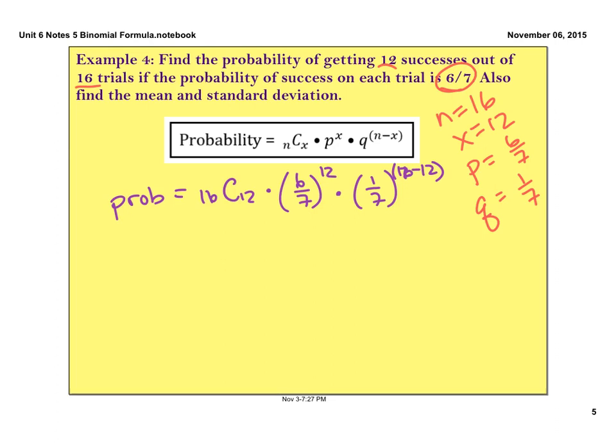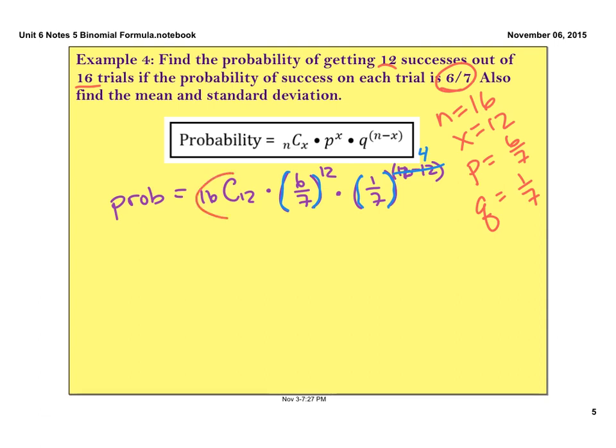Okay, parentheses around your fractions is going to be really important in this question, especially when you go to type it into your calculator. So please make sure you use those. I can go ahead and take care of 16 minus 12. If I have 16 people and 12 of them succeed, that means 4 of them fail. All right, here we go.